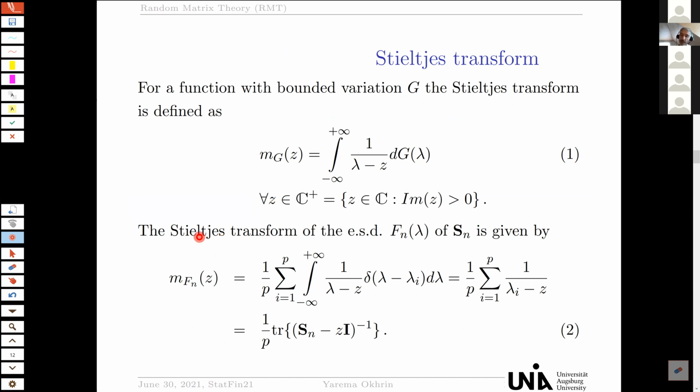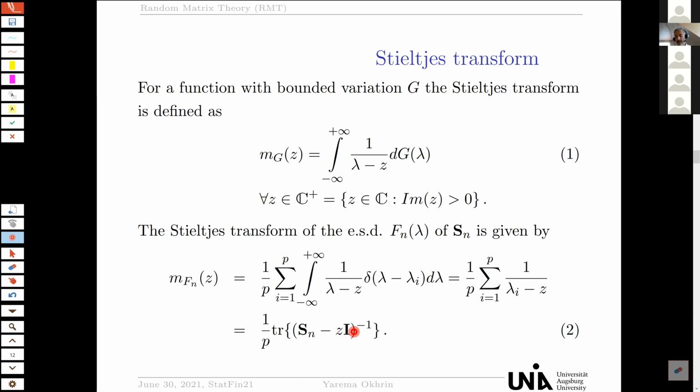Now, if we compute this Stieltjes transform for our empirical spectral distribution Fn of the eigenvalues from the previous slide, then we can show that it can be computed in the following way. It is the trace of our sample covariance matrix minus z times the identity matrix, to the power minus 1. This quantity appears very frequently later on in all the proofs. So this is the Stieltjes transform of the empirical spectral distribution of the matrix Sn.